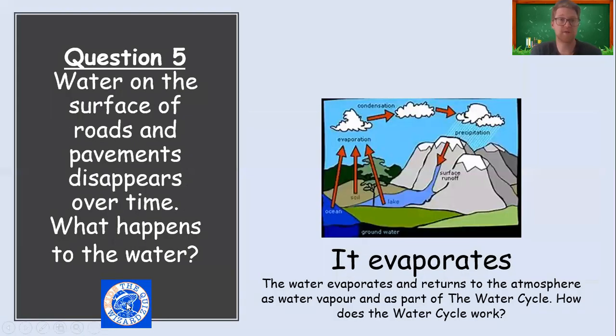Question 5. Water on the surface of roads and pavements disappears over time. This is called evaporation. What happens to the water? It evaporates. The water evaporates and returns to the atmosphere as water vapor and as part of the water cycle. I've got a diagram here of the water cycle, but perhaps you could go and have a look at how that works in more detail. Okay.